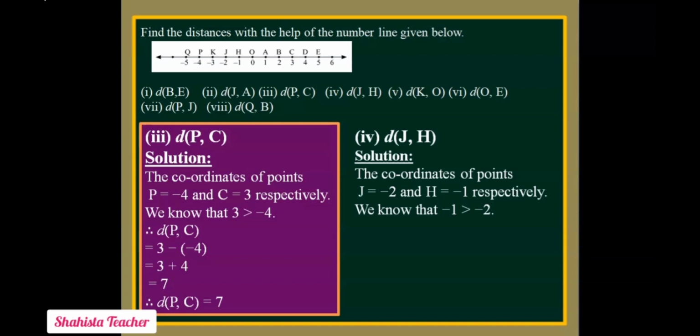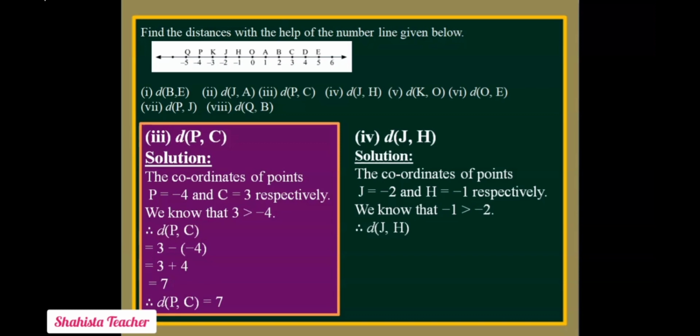After that, the distance of j comma h. Here we are finding the distance between these two points, j and h. So the distance of j comma h is equal to -2 or -1.